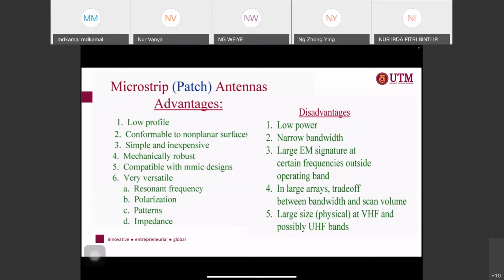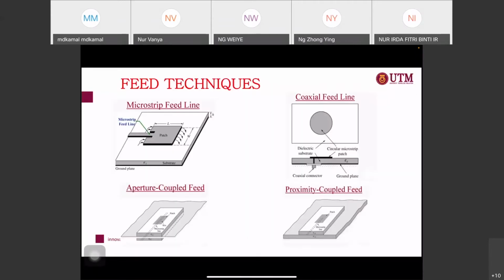And of course, last, if you go for the low frequency, the structure will become big because the resonance is half wavelength. As you know, at low frequency, lambda is bigger, so half of the lambda, you can imagine. So that's why the microstrip is not suitable to be used at VHF band, because of the structure itself.